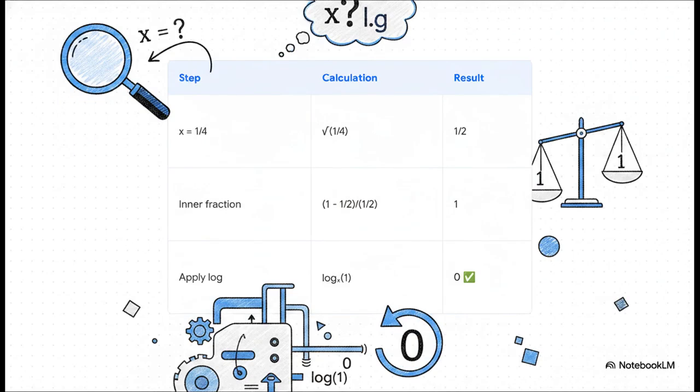But hey, to be absolutely bulletproof, let's just quickly plug that 1/4 right back into the original equation to prove the math is rock solid. If x is 1/4, then the square root of x is 1/2. Now think about that inner fraction. We plug in 1/2, 1 minus 1/2 leaves us with 1/2 on the top, we divide that by 1/2 on the bottom, and obviously any number divided by itself is 1. Finally, we apply the log, and the log of 1, as we know from our growth machine analogy, is always 0. The math checks out perfectly.